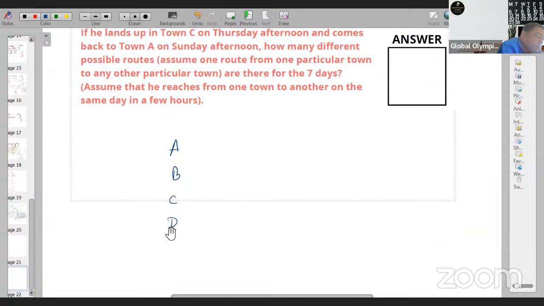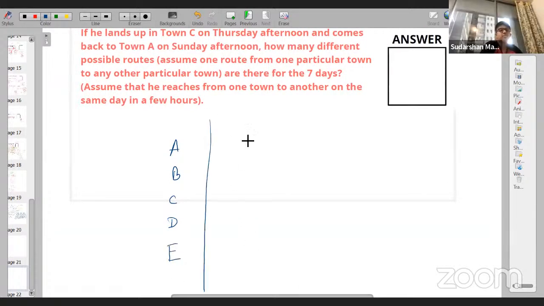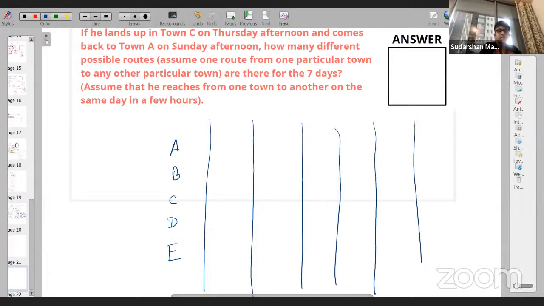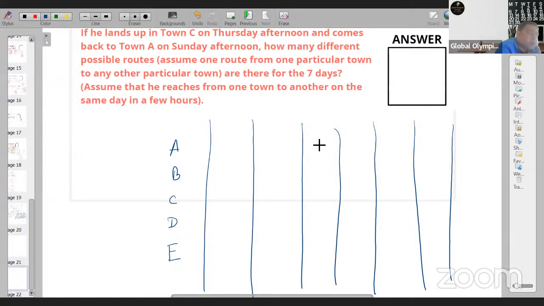E. Have you done this one, Sudarshan? Sir, I only did the 7th paper because I thought the 8th was a little difficult. Okay. Don't worry, we'll just go.